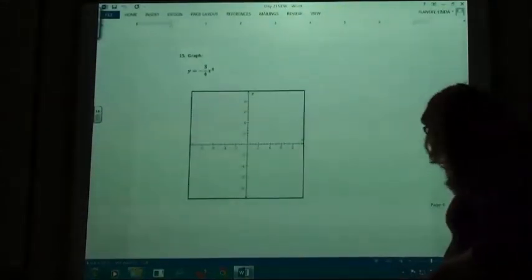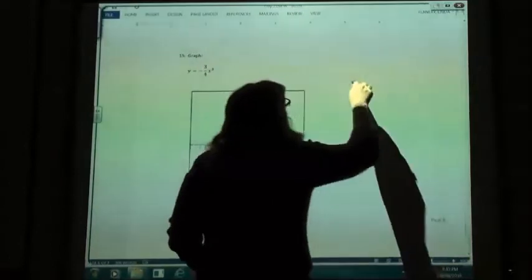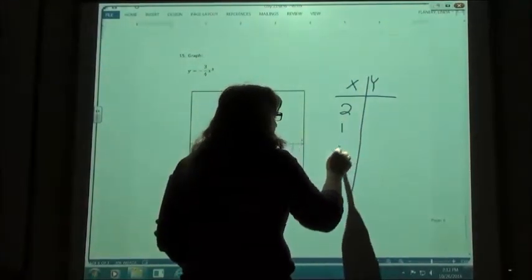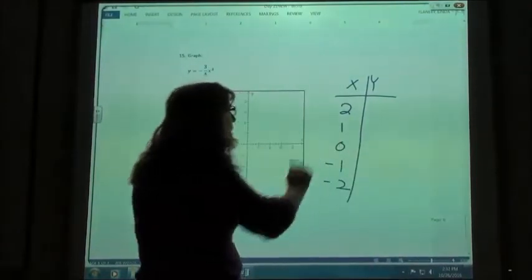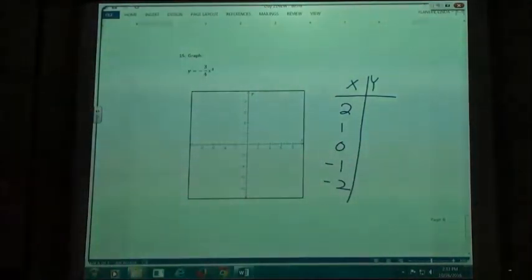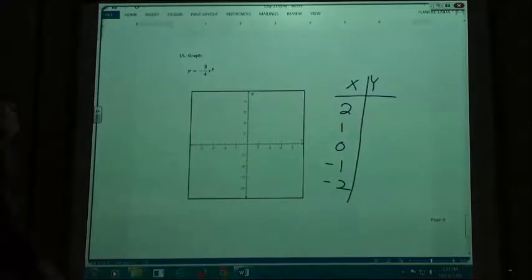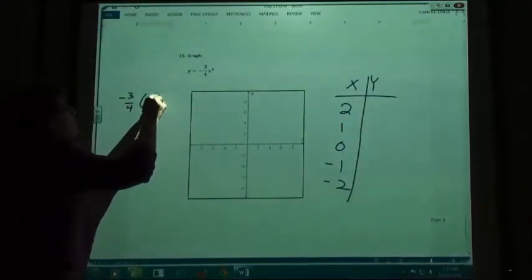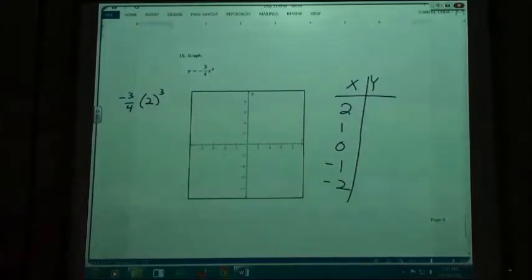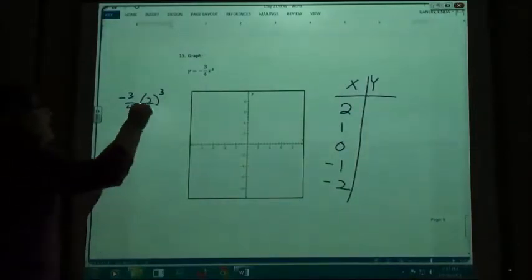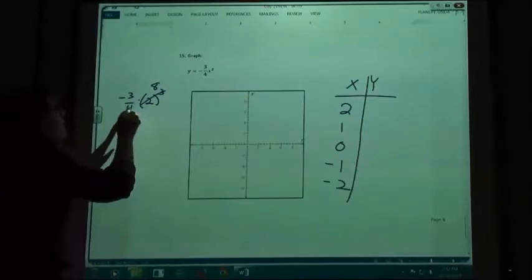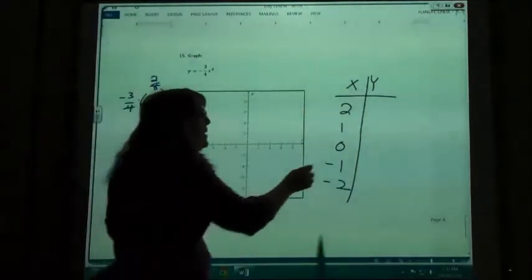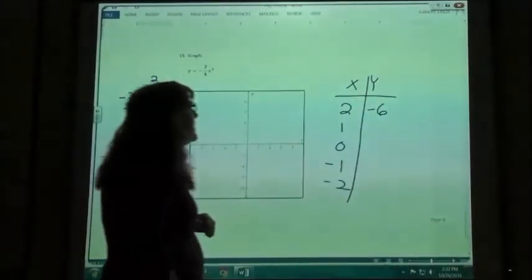And number 15, same kind of thing. I'm graphing my cubic function. Has no adding or subtracting. So hopefully by now I know I'm going to use 2, 1, 0, negative 1, and negative 2. So negative 3/4 times 2 cubed. 2 cubed is 8. 4 goes into 8 2 times. 2 times negative 3 is negative 6.